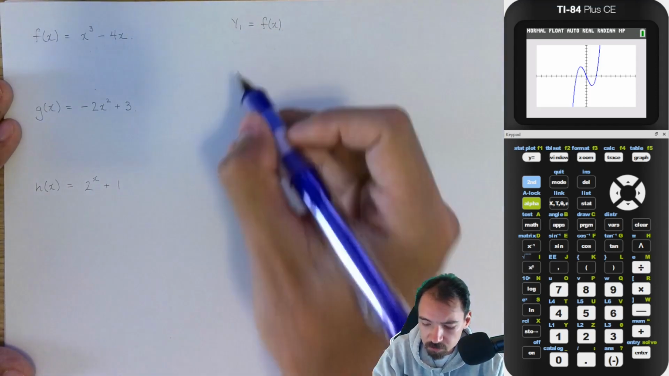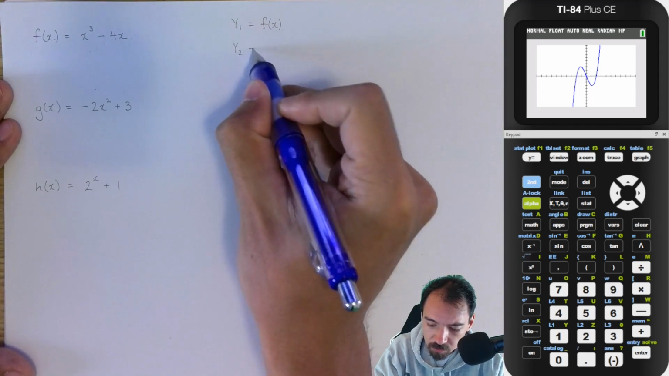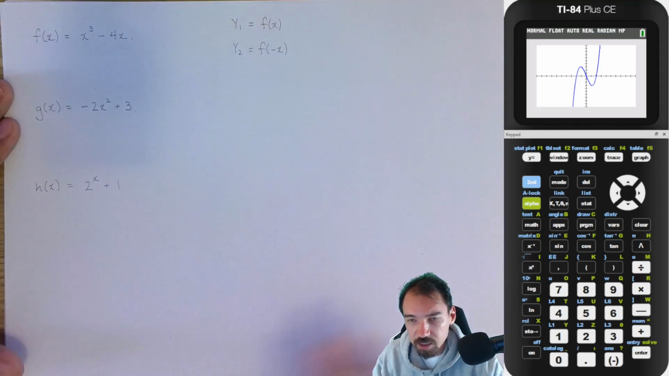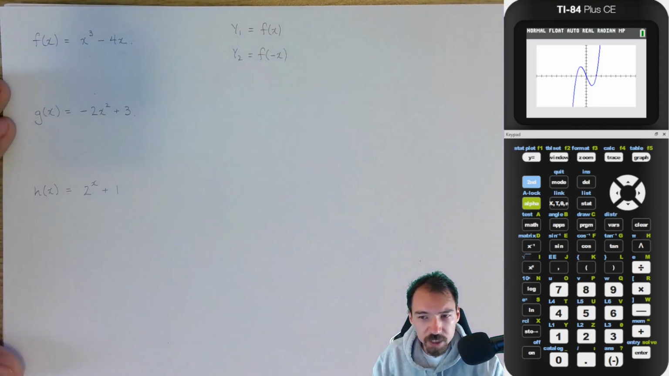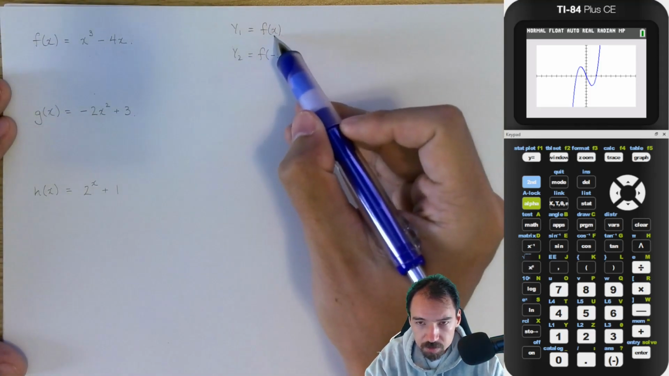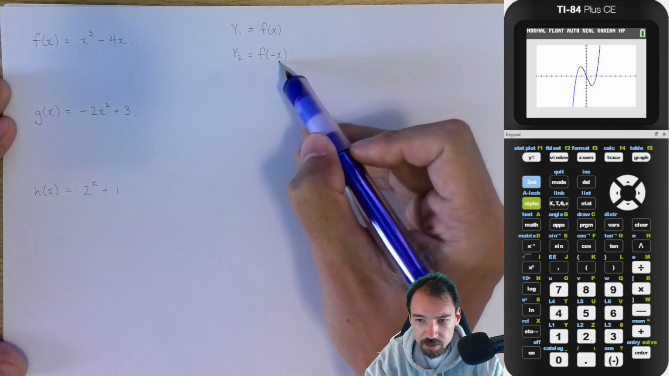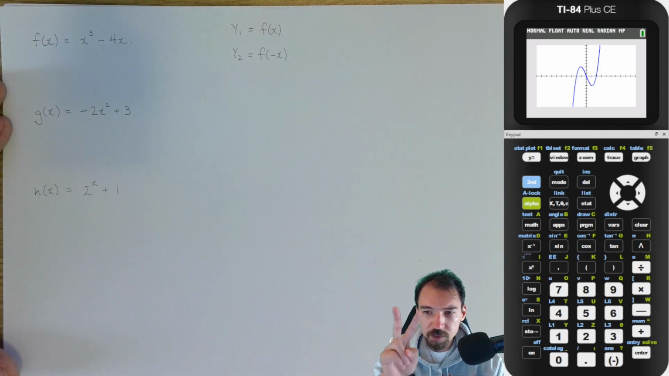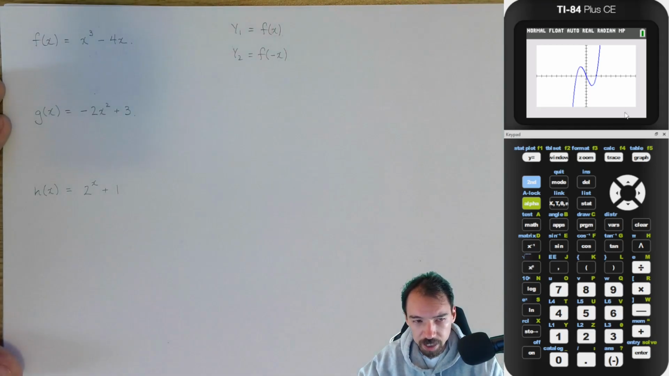All right, so currently we have y1 is the output of f of x. And then what we want to do is we want to consider y2 is the output of f of negative x. And thinking back to when we first learned about function transformations, turning an x into a negative x will just take negatives and positives and flip them. So you're taking your graph and you're flipping horizontally across the y-axis.